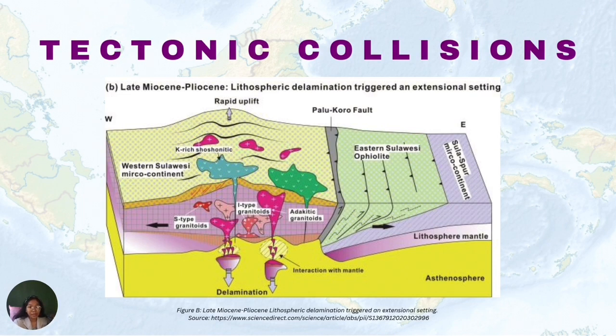Essentially, what began as a compressional tectonic setting transitioned into an extensional one, significantly altering the landscape of Sulawesi and contributing to its current tectonic complexity. And here, the lithospheric delamination and resulting extension highlight a transition from compressional to extensional tectonics in parts of Indonesia. This shift enabled the formation of deep basins and influenced the ongoing microplate dynamics in Sulawesi and surrounding regions around Indonesia.